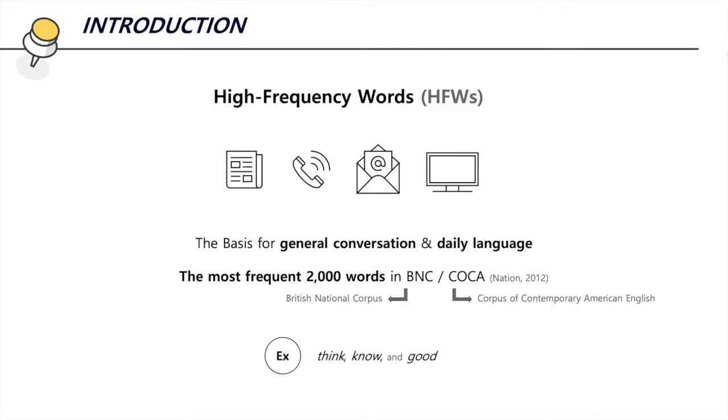High-frequency words are the most commonly used vocabulary in general conversation and everyday language, such as newspapers, telephone conversations, emails, and TV programs. These lexical items constitute the most frequent 2,000 words of the British National Corpus and the Corpus of Contemporary American English. As you can see below, words such as think, know, and good are some examples of high-frequency words.